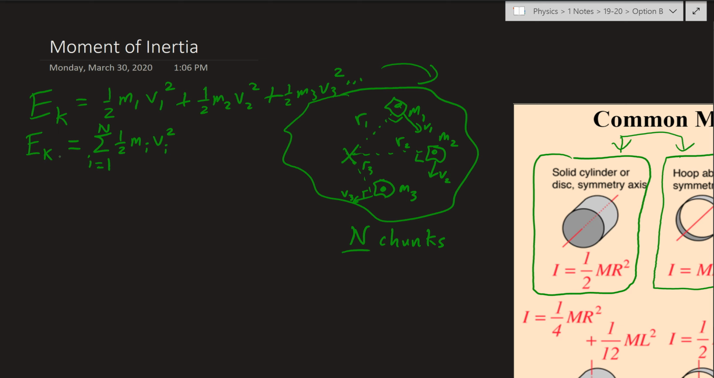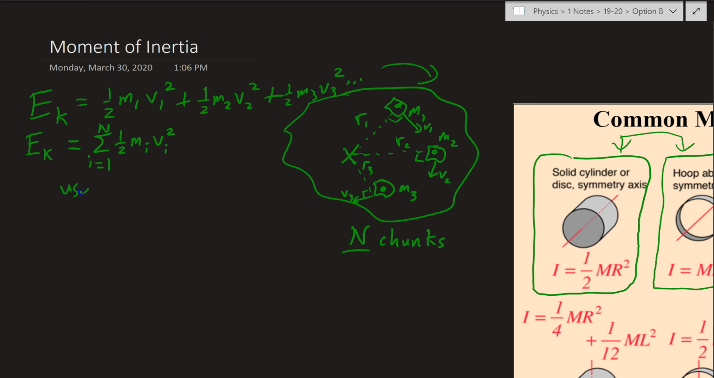If you did the cutting right and you measured the masses of the chunks right and you measured the velocities of those chunks correctly, and you cut it up so that you got all of the object, that would give you the kinetic energy of the object. But that's a pretty useless formula, because you can't really go cut up an object into that many tiny chunks and measure all those things.